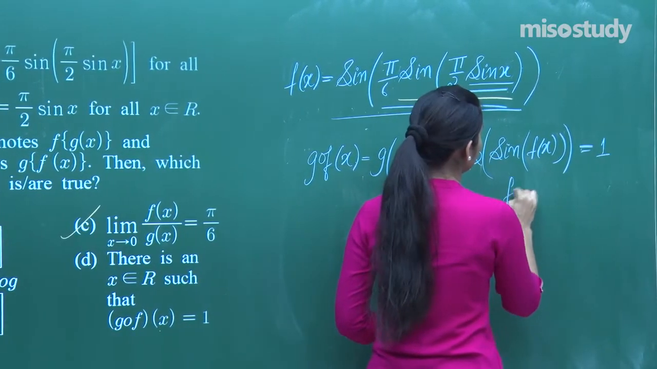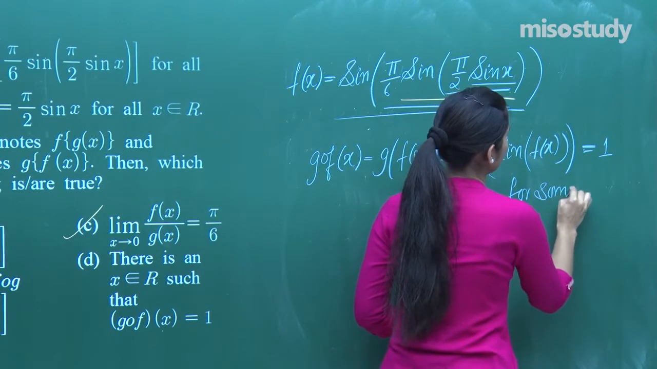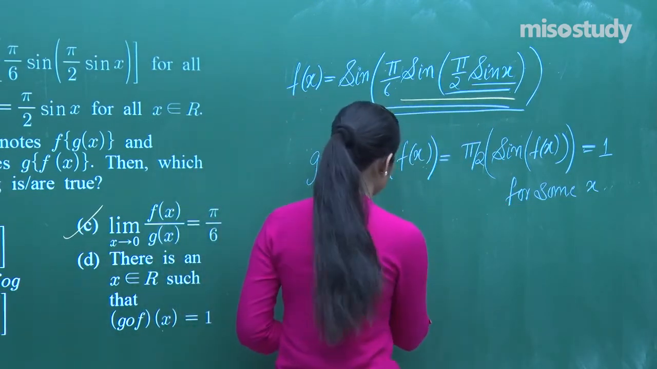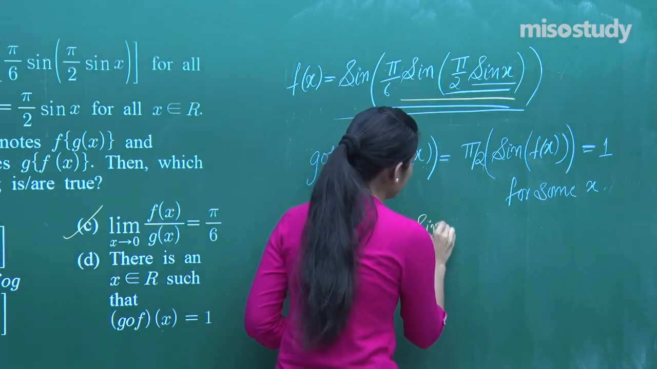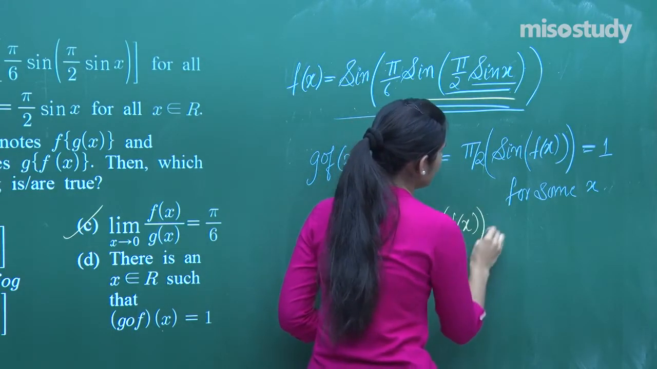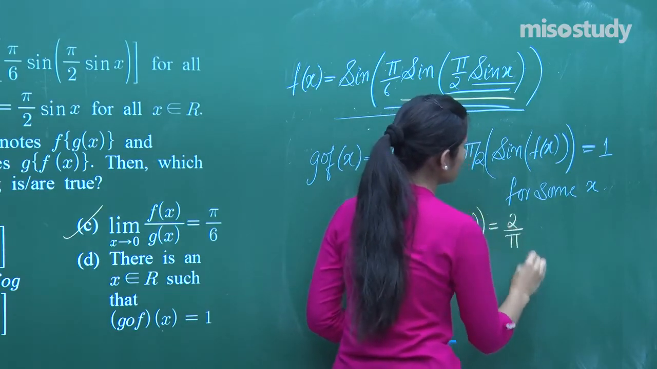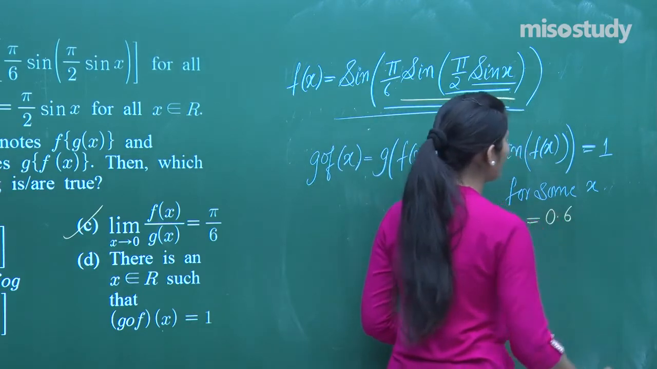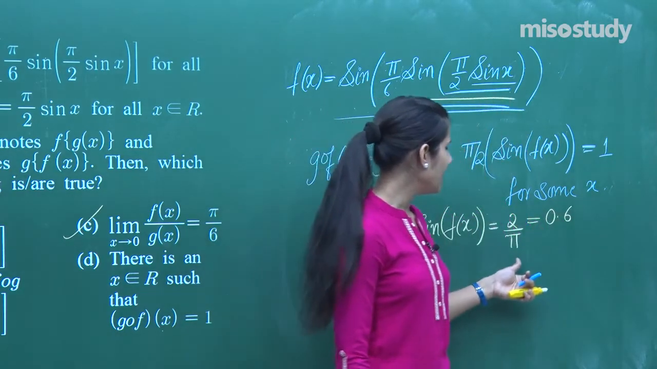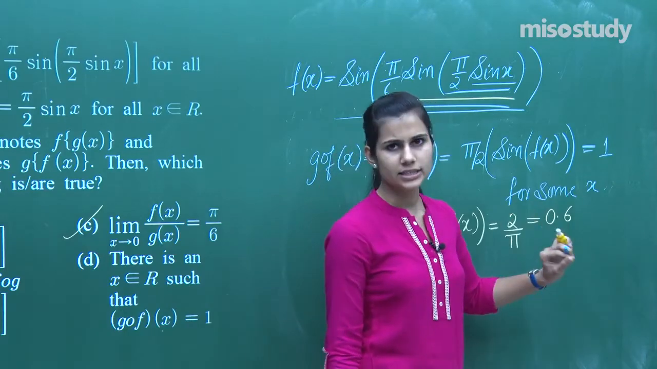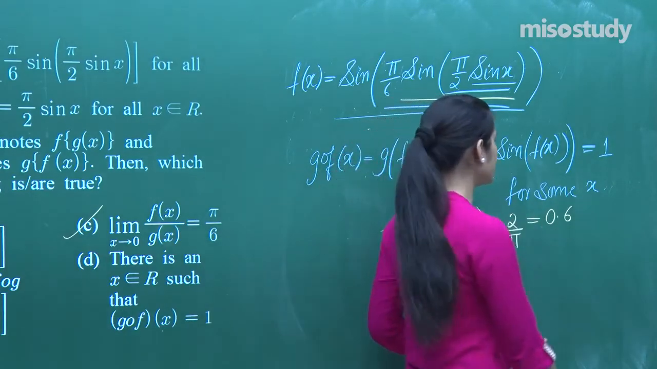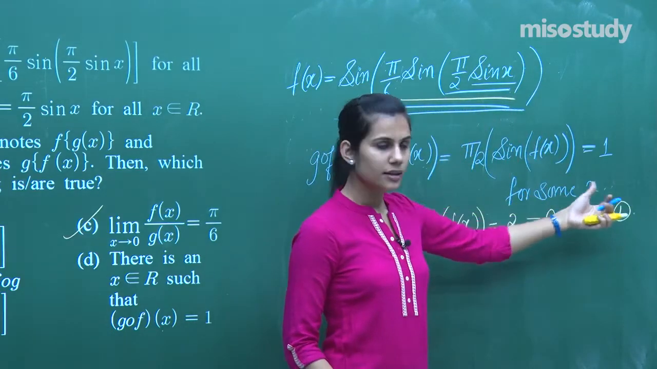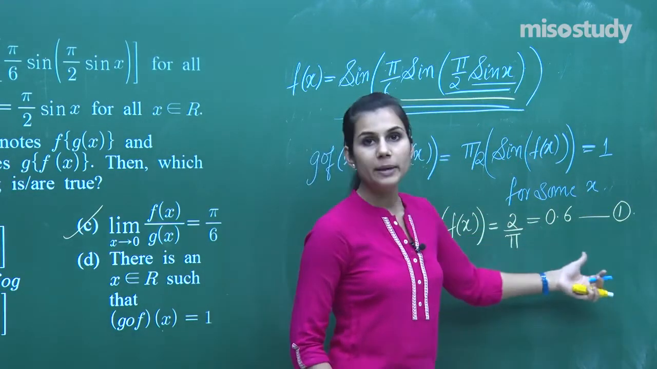This is equal to 1 for some x. Suppose it is equal to 1 for some x. This means what? That sine of f of x is equal to 2 upon pi, which is some 0.6 type of a number. If you replace pi by 3.14, this is what you're going to get, 0.62 something approximately. So if for some x, GOF of x is 1, then sine of f of x will be 2 by pi.